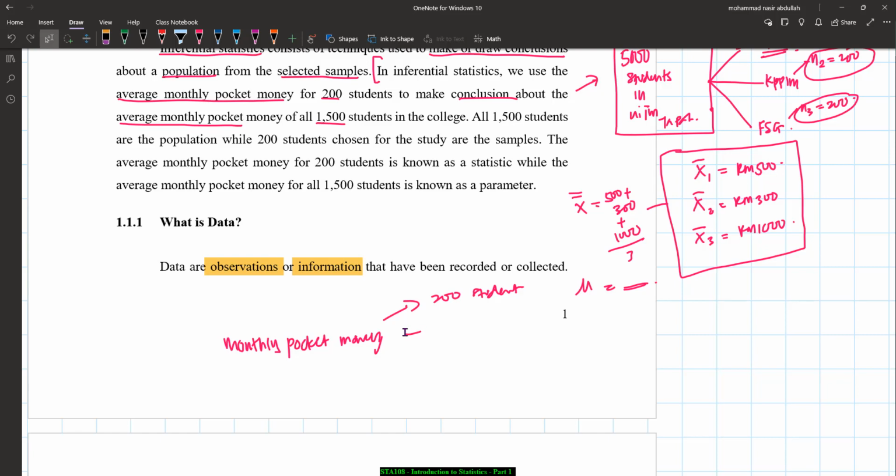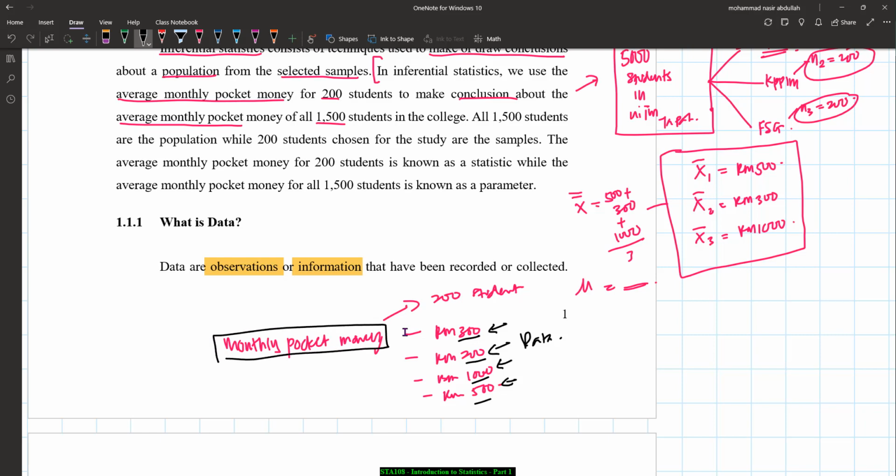So let's say the first student says that monthly pocket money dia, let's say RM 300. Another student says that RM 200. The third student says that RM 1000. The fourth student RM 500, for example, kan? So ini, the value that you obtain is called as data. Right? Data can be divided into two types, either categorical data or numerical data. So kalau kita tengok dekat sini, this is numeric value, so this is a numerical data.